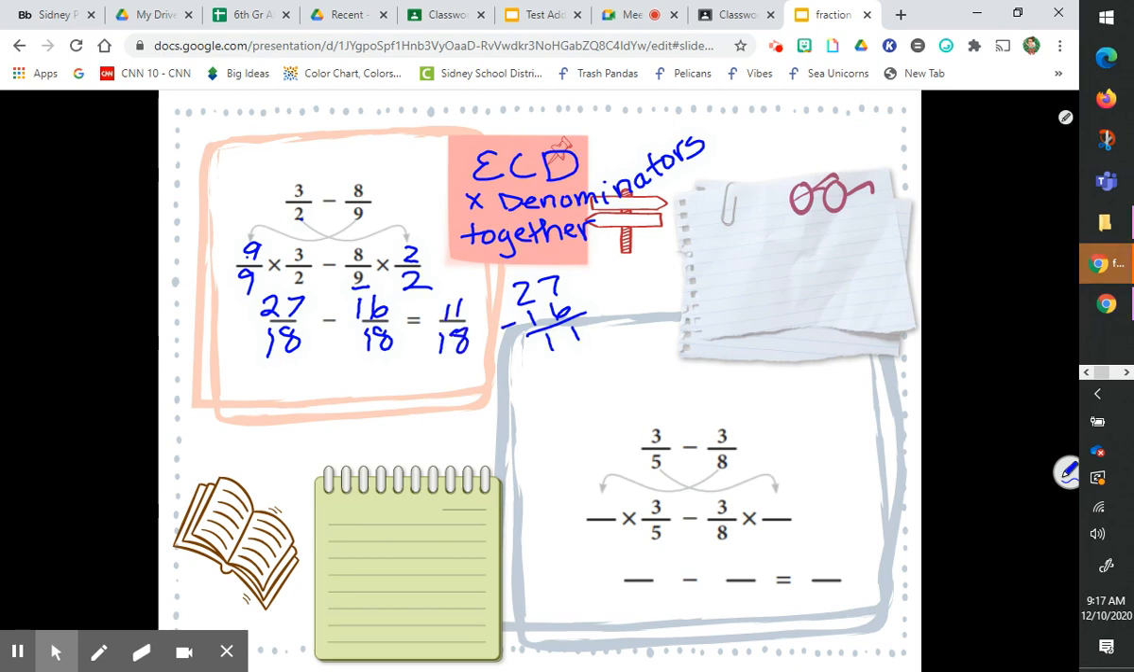Is 11/18 a number that I can simplify? No. Okay. So in your notes, you need to have that written down now. So go ahead and write it down if you've just been watching and listening and not writing.